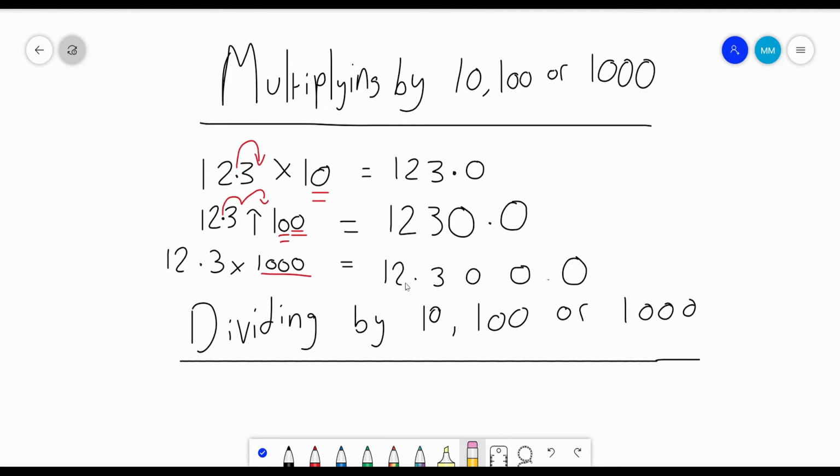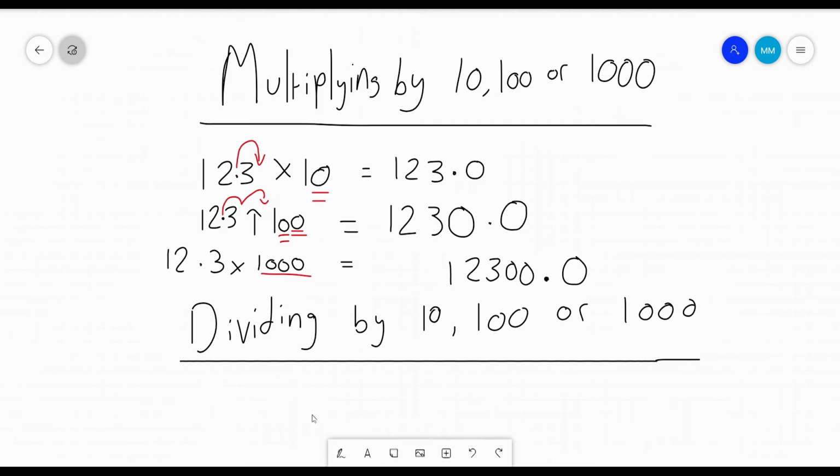In fact, you should, whoops, let's make that a bit bigger. Okay, there you go. And we just scribble out the decimal point there and put our numbers closer to each other. 1, 2, 3, 0, 0, 0.0. In fact, let's make it really close together. And that's how you multiply by 10, 100 or 1,000.